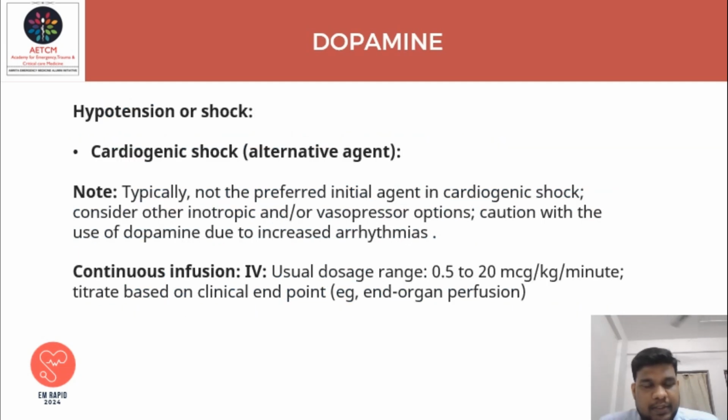Coming to the indications, one is hypotension or shock. First one, cardiogenic shock. Dopamine is not the preferred initial agent in cardiogenic shock. Consider other inotropic or vasopressor options, as use of dopamine is associated with increased arrhythmias. Coming to the dosage, in continuous IV infusion, the usual dose ranges from 0.5 to 20 microgram per kg per minute and titrate based upon the clinical endpoint.